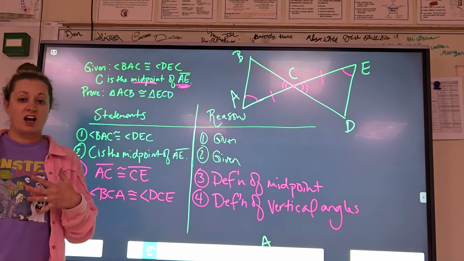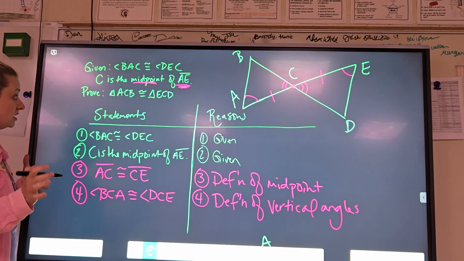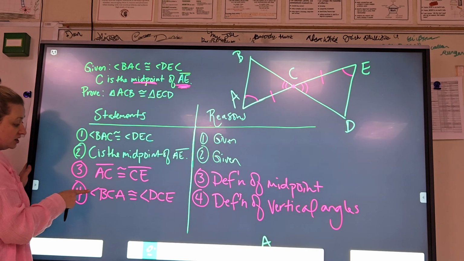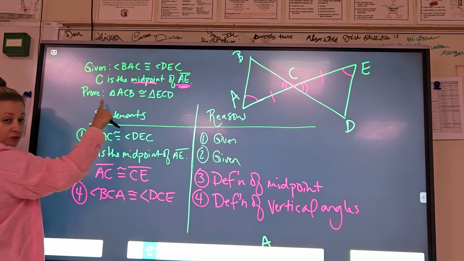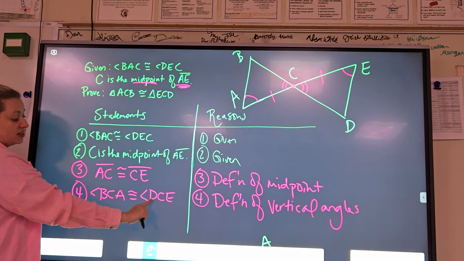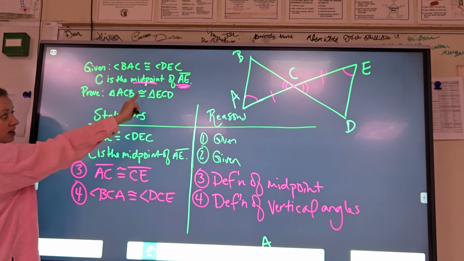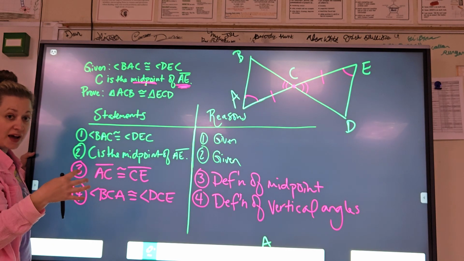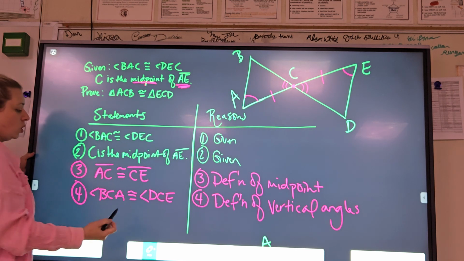Now, a question I got asked this morning that was a great question was, Ms. Lezeski, what you wrote down for number 4 does not match what you have up here for the proof. Because we have angle BCA and angle DCE, and up here you have triangle ACB and triangle ECD. And the congruency statement has to match, like the corresponding parts have to go together. But remember what we're doing.